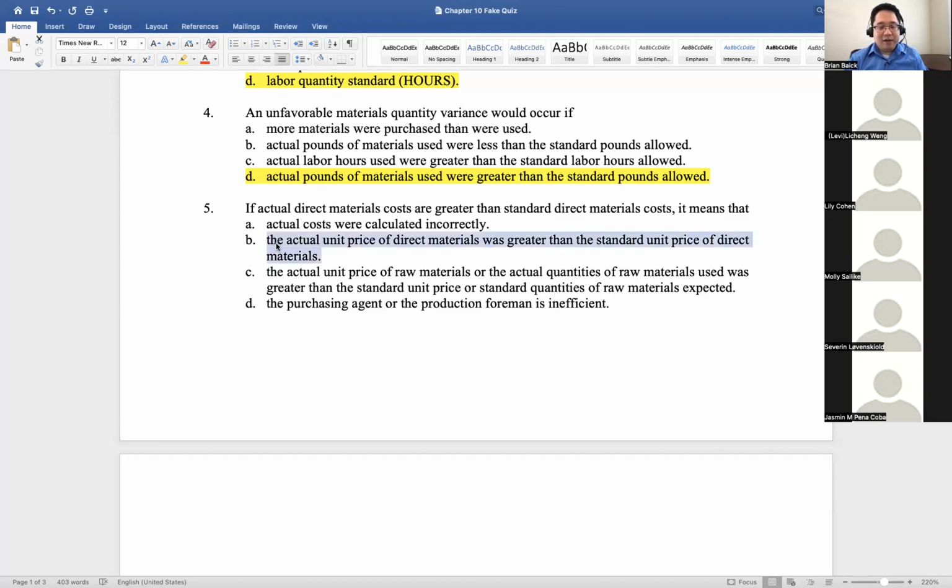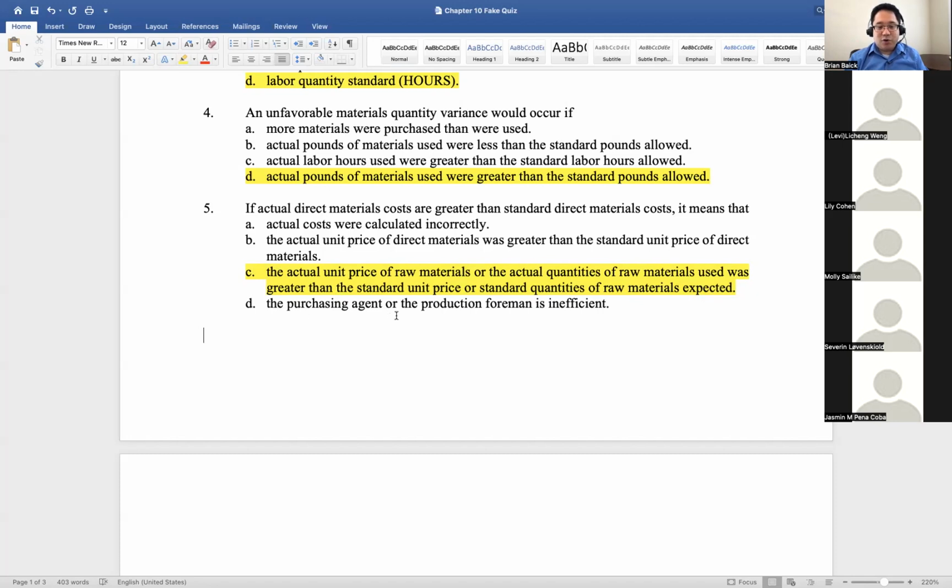That sounds okay, but I better read all the answer choices. C says the actual unit price of raw materials or the actual quantity of raw materials used was greater than the standard unit price or standard quantity of raw materials expected. Wow, that sounds like an awesome answer. In other words, number 5 is saying if your actual cost is bigger than what you expected, C is saying, well, maybe because the actual price you paid or the amount you used is more than what you expected to pay or use. C sounds like a really good answer.